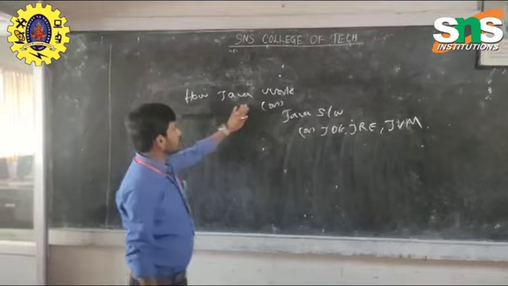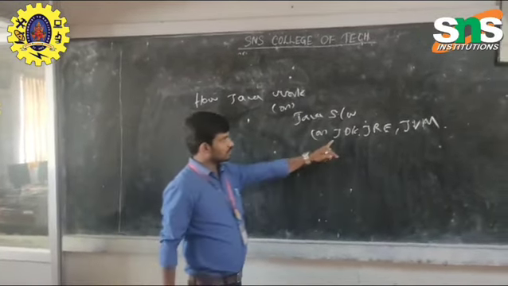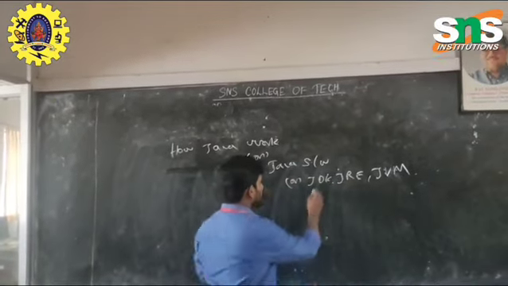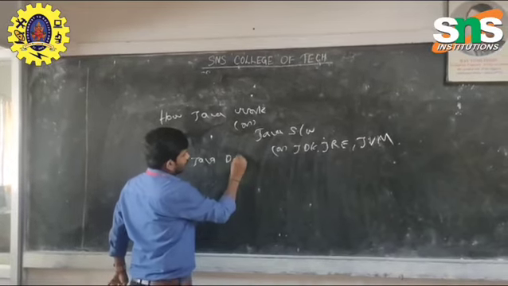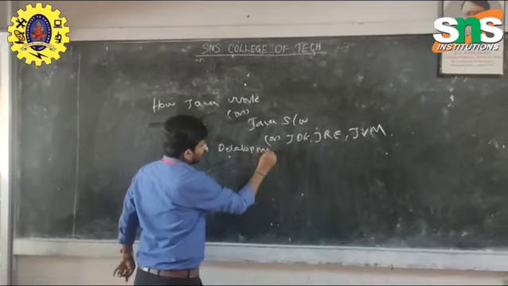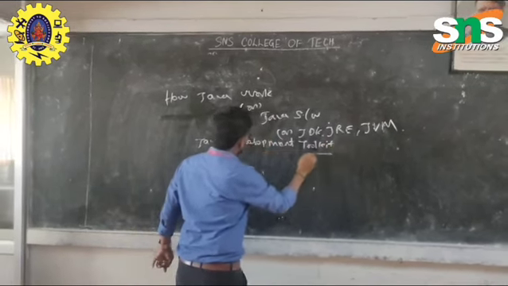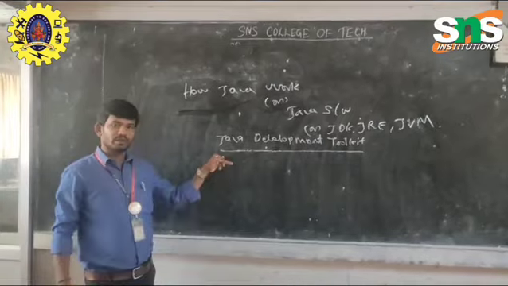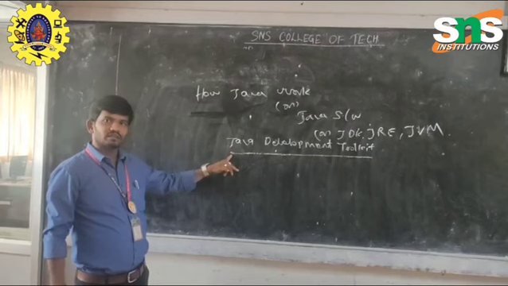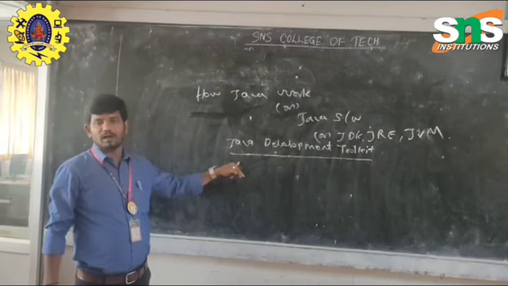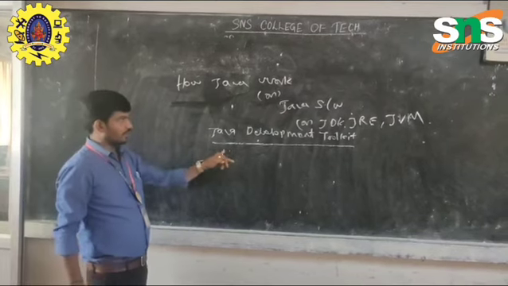So first of all, the how Java works concept. Before going to how Java works, we need to know about JDK, JRE and JVM. So JDK means it is a Java Development Kit. What is the purpose of JDK? It provides real-time applications, and also provides an environment to develop, compile and execute the Java application in real time. So we named it JDK.